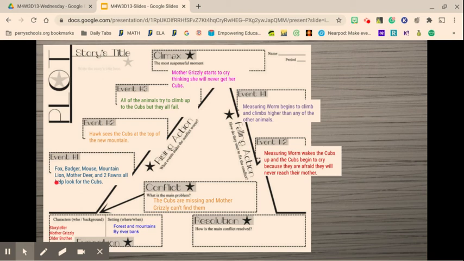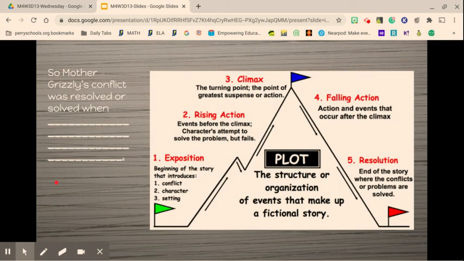You guys, for your You Do, are going to be answering that final question. How is the main conflict resolved? What happens at the end? You are going to be seeing a page like this in your Cami, and it says, so Mother Grizzly's conflict was resolved or solved when... How did the problem get solved? You are going to respond to this in your Cami page.